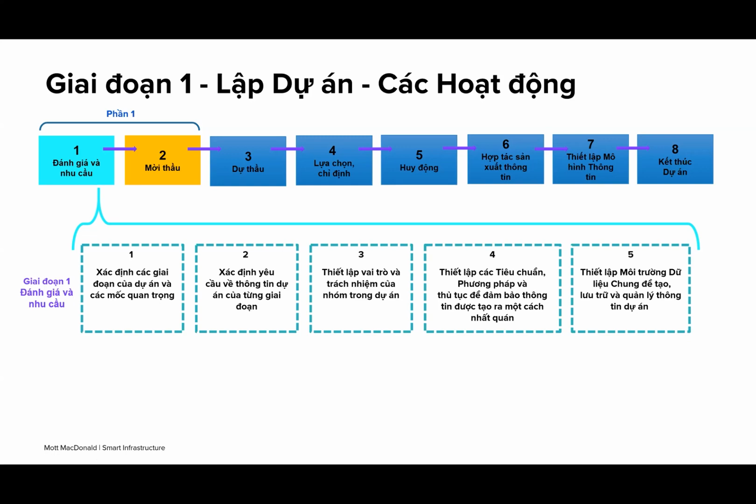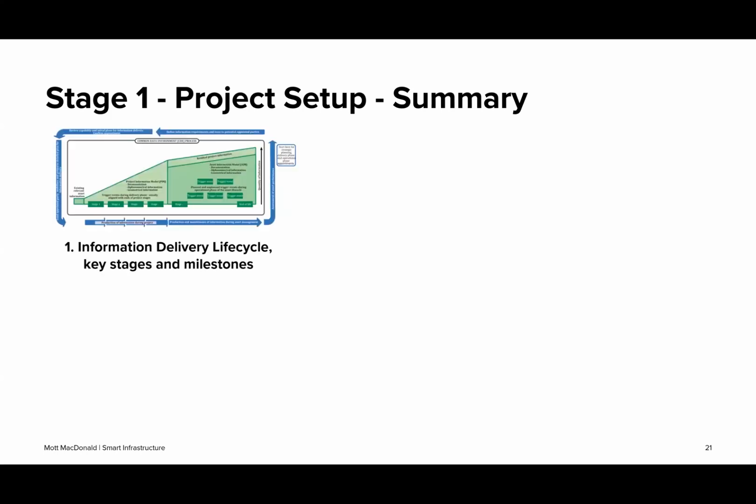Okay, so I'll quickly summarize each of these stages, each of these key activities for you guys. So number 1, we're talking about information delivery lifecycle and key stages and milestones. So we have to make sure that as a project, we've agreed what key milestones and key stages are going to occur and what framework of stages we're going to follow. So that's a key part to allow us to agree what information we're going to create and who's going to create that information.